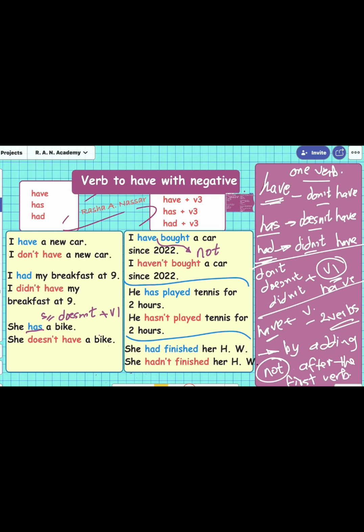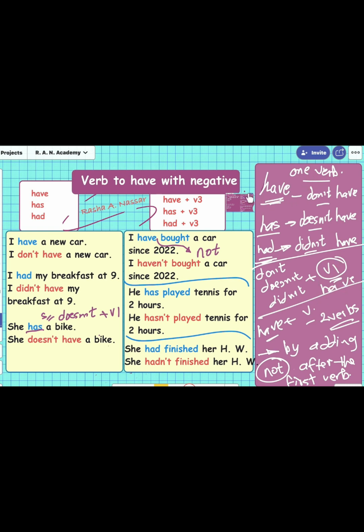So here again, if you see verb to have alone, have or has or had, it means that you will choose don't or doesn't or didn't. Have, don't have; has, doesn't have; had, didn't have. And of course, remember, keep it in your mind, if you use don't or doesn't or didn't, you have to follow them by V1 or the infinitive form. What is the infinitive form of verb to have?